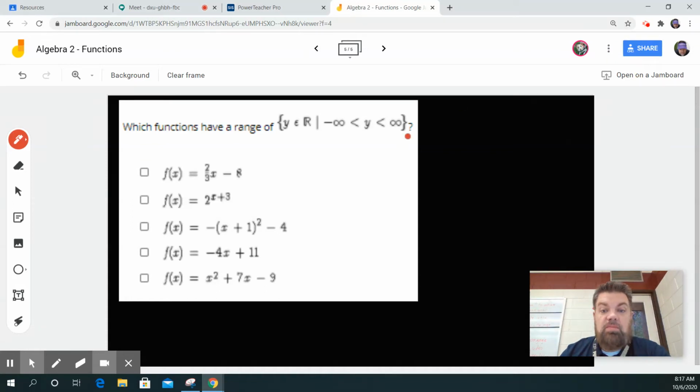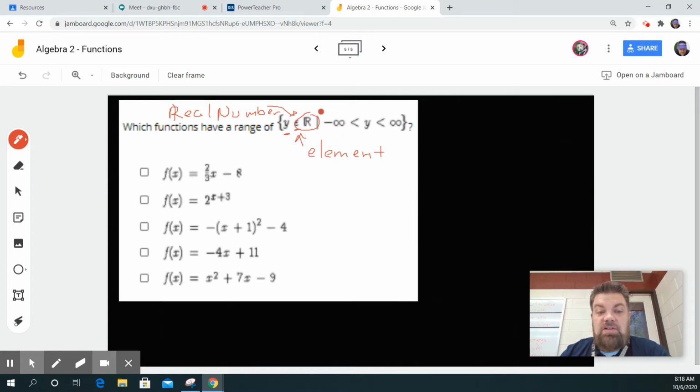So I just want to talk briefly about this. It says which functions have a range. Now this means y is an element. So y, that little epsilon means element, and that means that the values for y are going to come from the real numbers system. So y is an element of real numbers. So what they're saying is y will be a real number. Okay. Now that's more formal. That's kind of a college level thing.